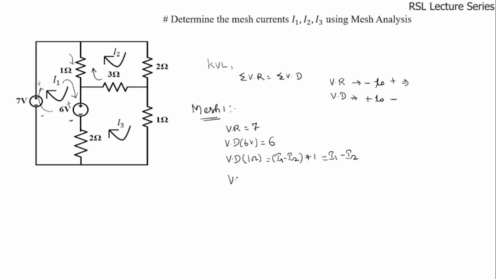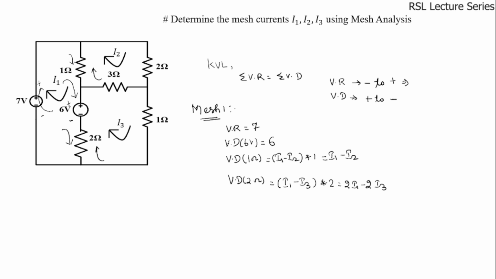Next we have to write the voltage drop across the 2 ohms resistor. Similarly, this 2 ohms resistor is lying between mesh 1 and mesh 3. In mesh 1 the current I1 is flowing downward through this 2 ohms resistor and I3 is flowing in the upward direction, which is also clockwise. Both these currents are in opposite directions, so the net current can be I1 minus I3 or I3 minus I1. Since we are writing for mesh 1, we write it as I1 minus I3 multiplied by 2. So we get 2I1 minus 2I3.